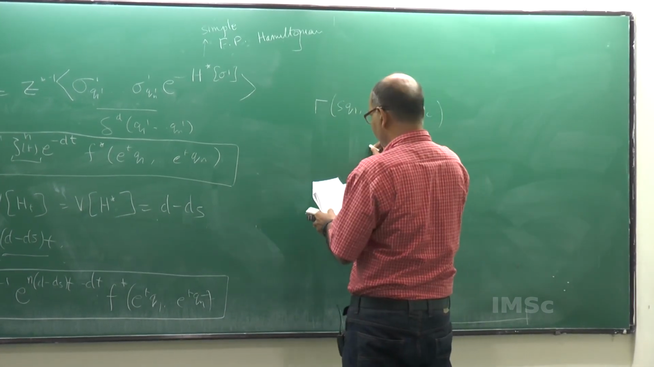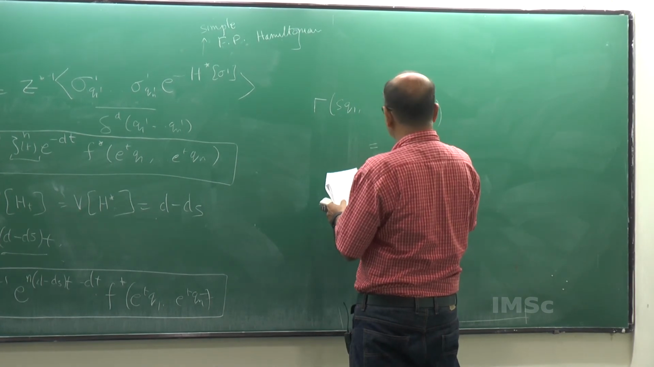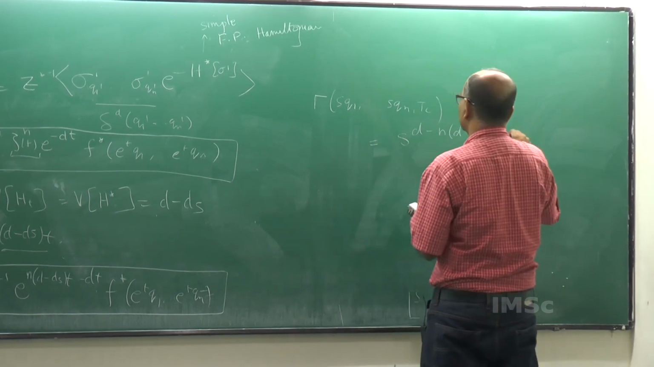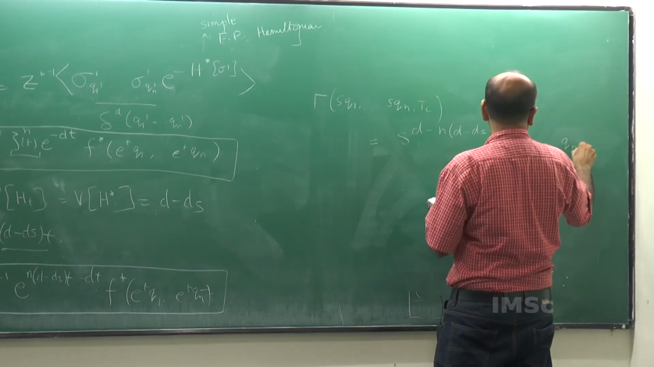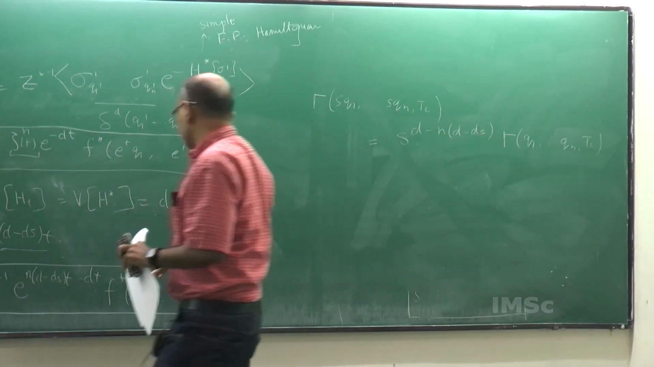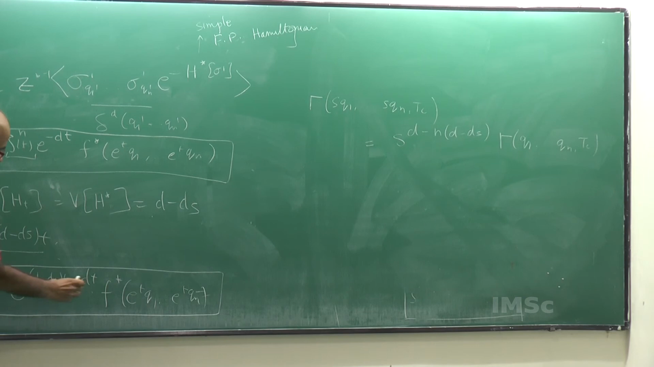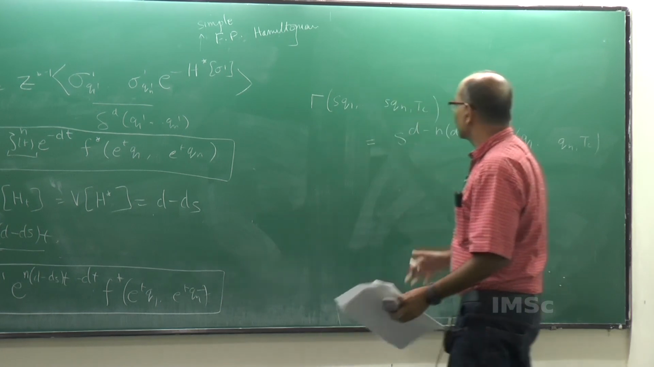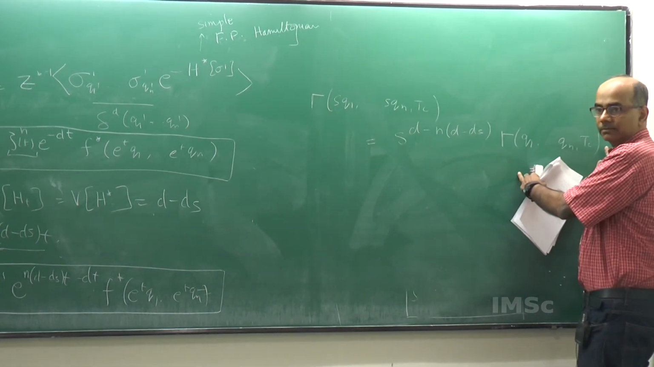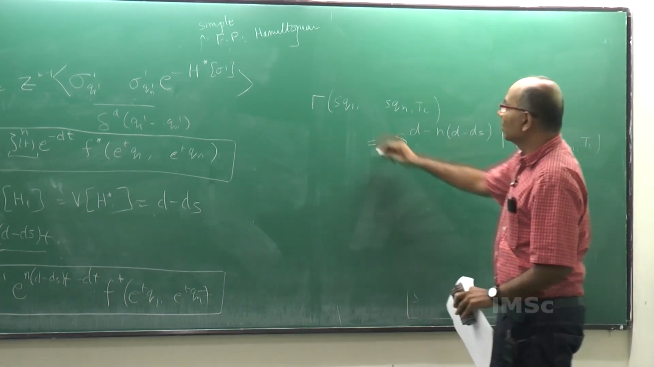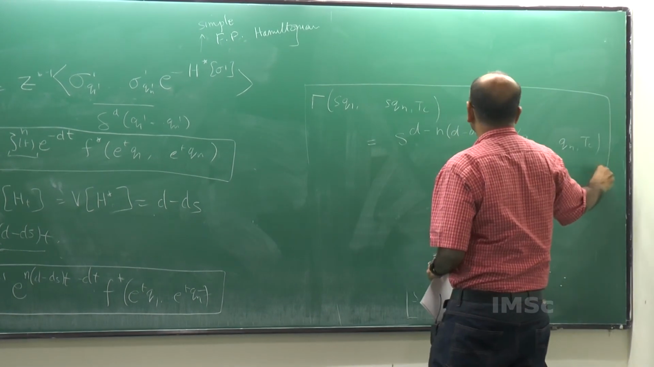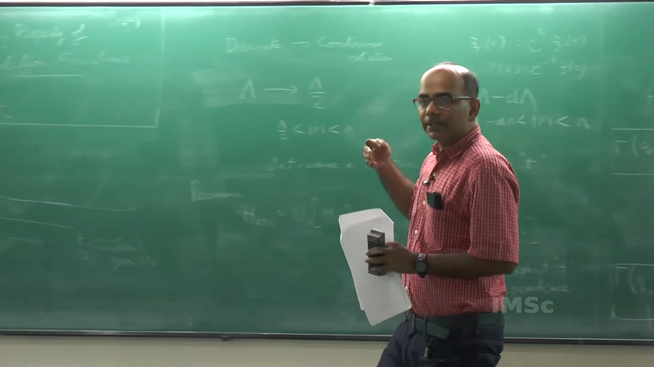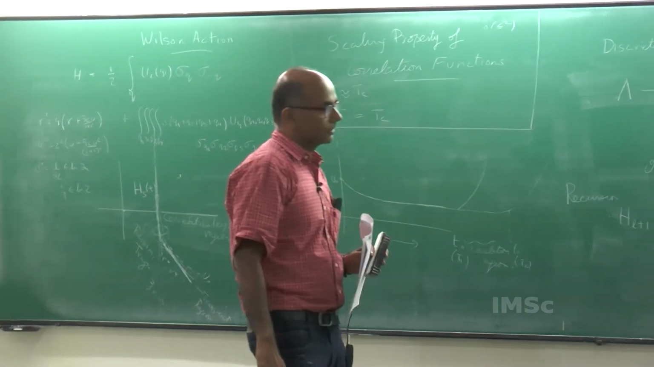So you can easily convince yourself that this just gives a factor of s to the power of d minus ds, because when you shift everything by log s, you get factors of s to the power of this, s to the power of that, and the result is going to be the same. So you'll get this factor times the original expression. That's the simple scaling relation you get by assuming that it's dominated by the fixed point.